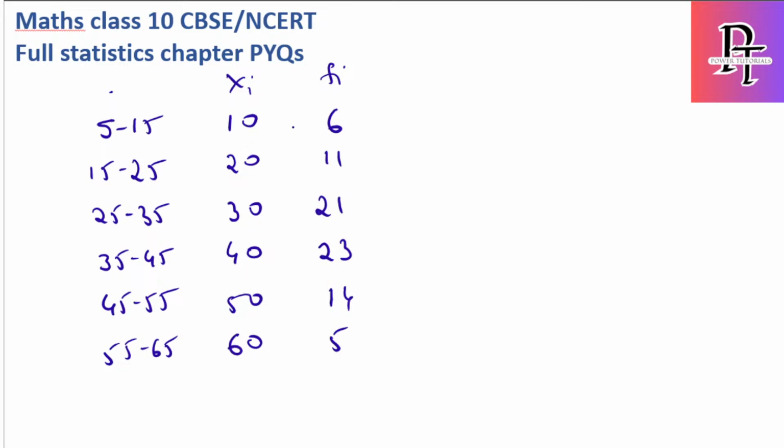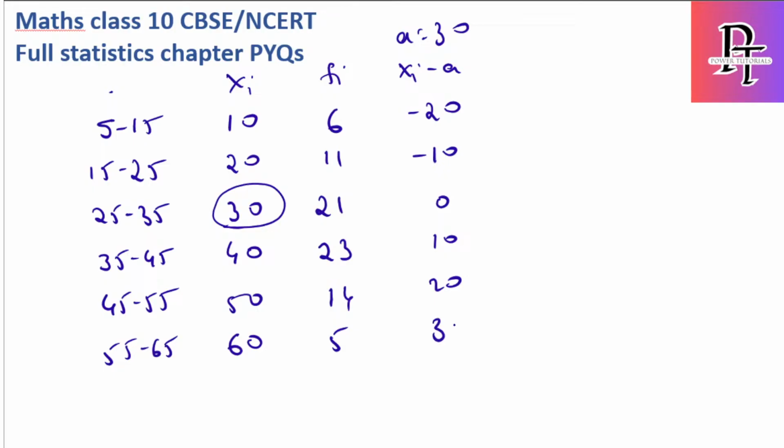Let's use the assumed mean method itself, that will be easy. So the mid values, 1 2 3 4 5 6. I'm using the assumed mean as 30. You can choose 30 or 40, both will get the same answer, but for my convenience I'm using 30 as the a value. A is equal to 30, so it will be xi minus a. Xi 10 minus 30 is minus 20, minus 10, 0, 10, 20 and 30.